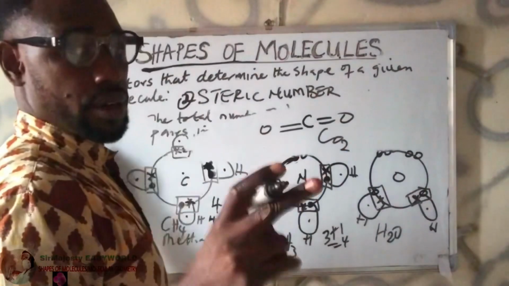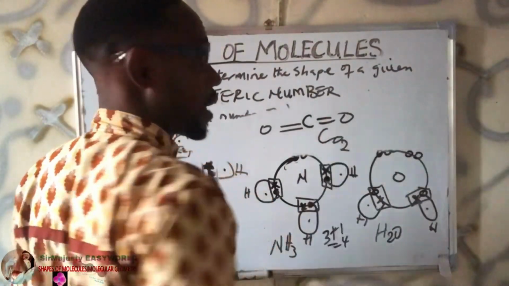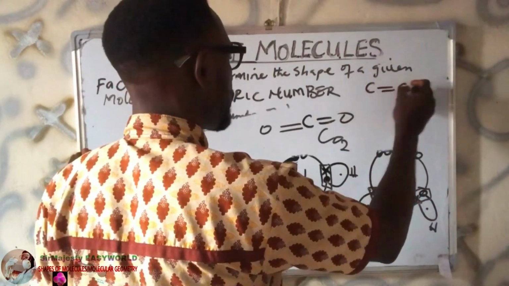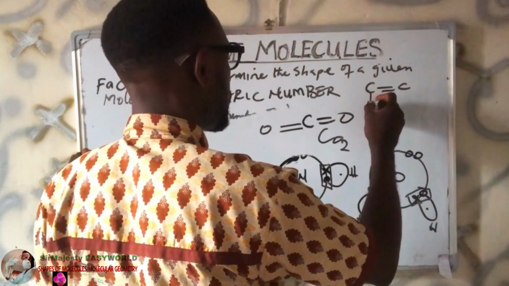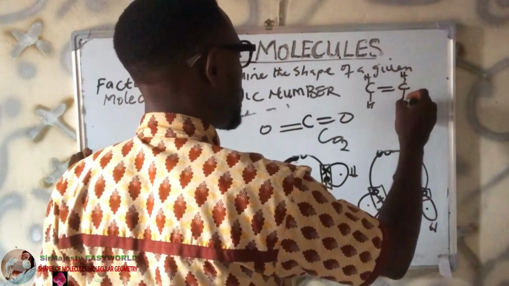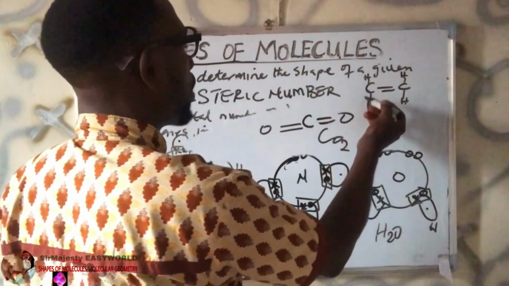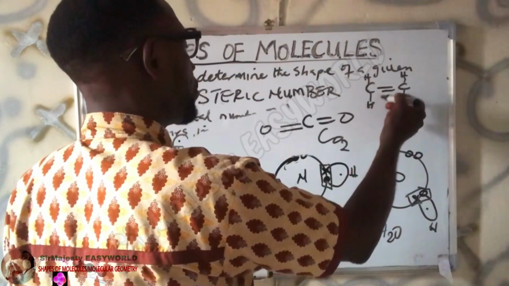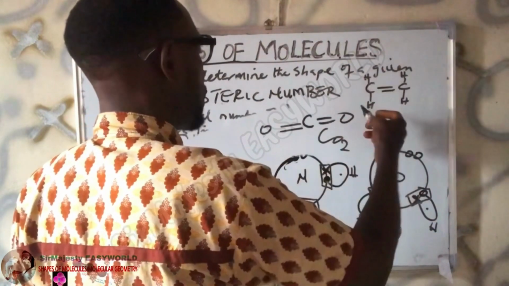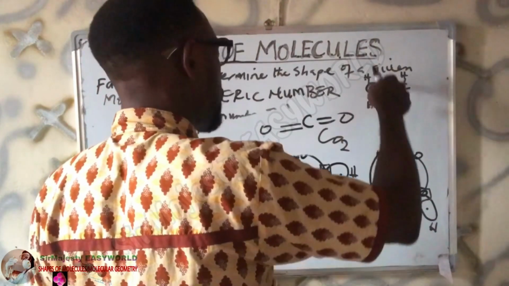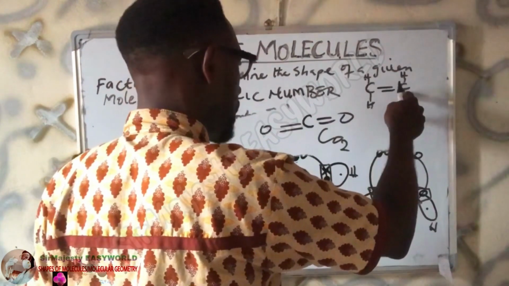In counting steric number, double bonds are counted as 1. It's only single bonds that are counted. See what I mean? If I have such a structure like this, if I want to count this, look at the central atoms. Is it bonded to how many other atoms around? This carbon is bonded to 1, 2, 3. So the steric number of each carbon here is 3. Even this one is 3 also.